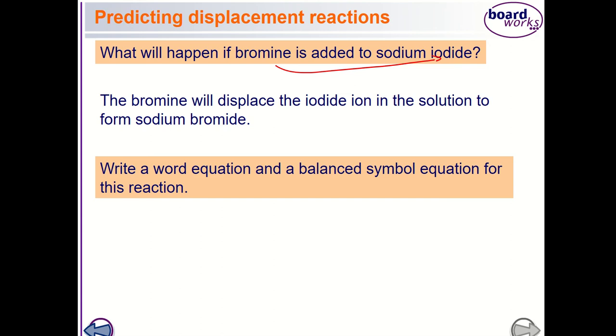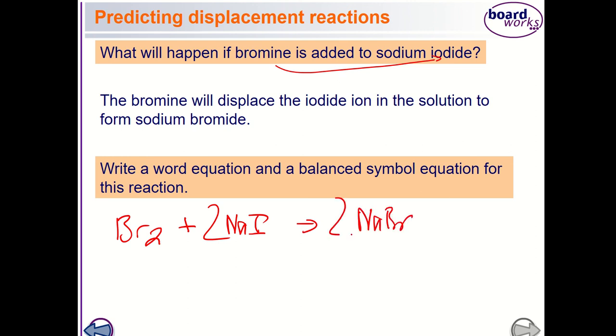Let's write a word equation and a balanced symbol equation. So pause the video and do that. Okay, so our balanced symbol equation would be bromine, Br2, plus sodium iodide, NaI, goes to NaBr, we need 2 of those, plus I2.